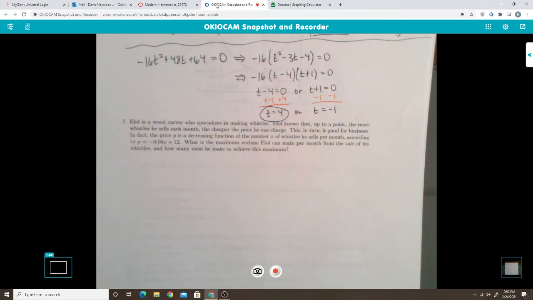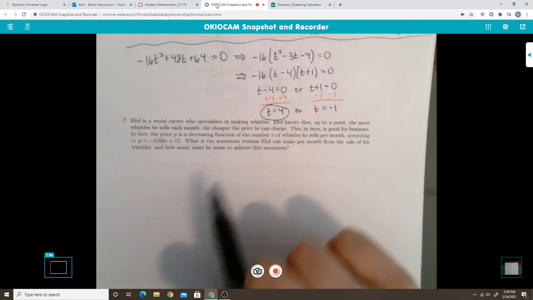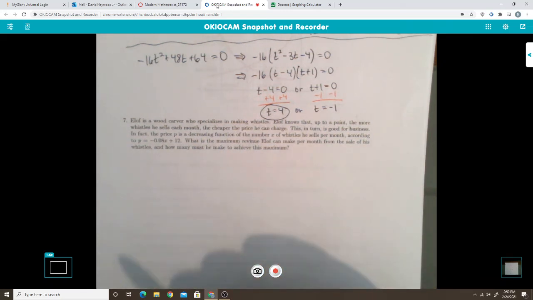Okay. That doesn't look right. Is revenue spelled with an E instead of an I? I don't know. For some reason that word's not looking right. But anyway, what's the maximum revenue?